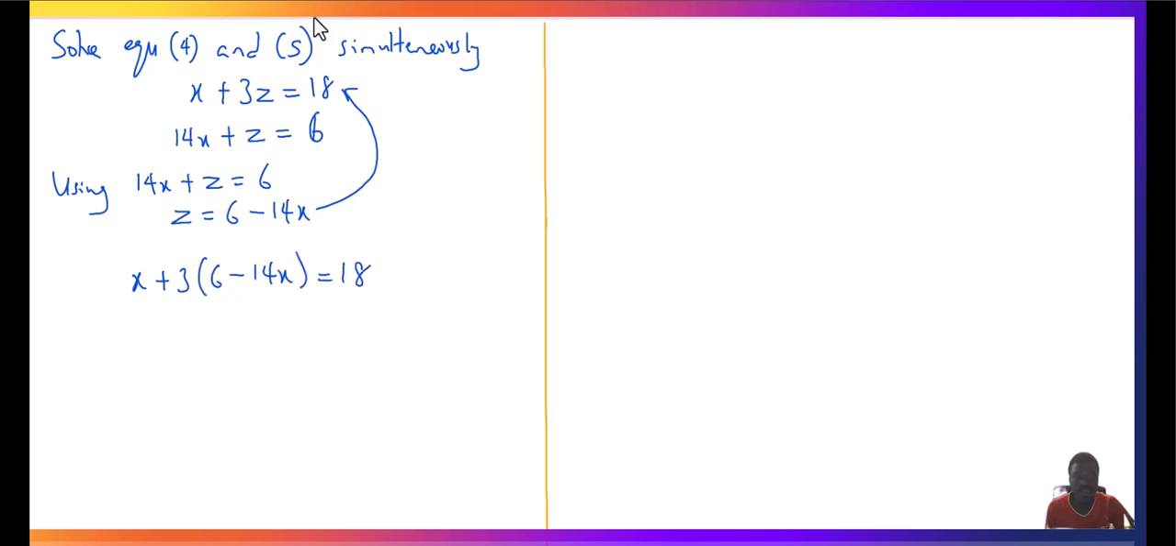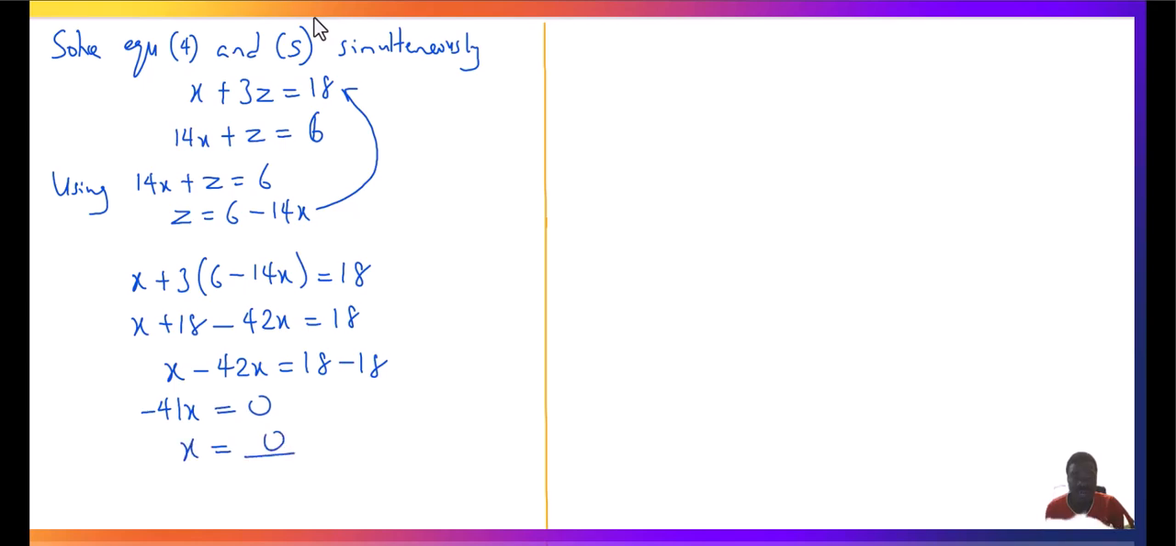Let's go ahead and open our bracket. So I have my x plus 18 minus 42x is equals to 18. So rearrange and collect like terms. X minus 42x is equals to 18 minus 18. So my x, or negative 41x, is equals to 0. So what will I do from here? Divide both sides by negative 41. So x is equal to 0 over negative 41, which is equals to 0. So my x is equal to 0.